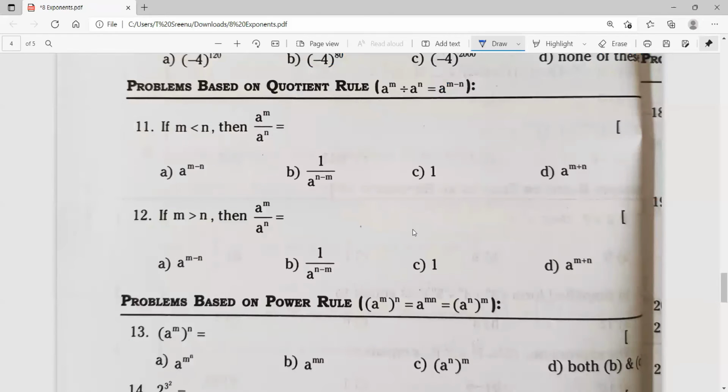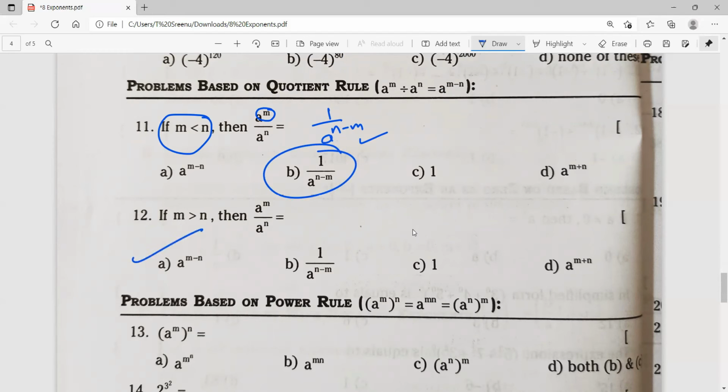And here m is less than n. M is less than n means this is the small number. So we will write a power n minus m. This is correct. And m is greater than n, this is correct. So the first one is big. This will go for this.